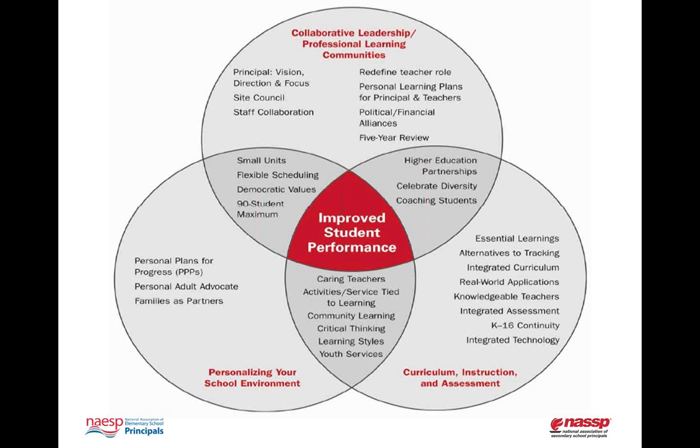The foundation of this work, just a little bit more background on that, from both NASSP and NAESP, is built on the idea of these overlapping areas that all need to work together to improve student performance. The three large areas you can see here are collaborative leadership, PLC-type learning for staff, the personalization of school environment for students, and the continual refinement of curriculum, instruction, and assessment. As those three are being improved upon, they will certainly have impact on other areas, with the end result obviously being improved student performance, what we want for all our kids.